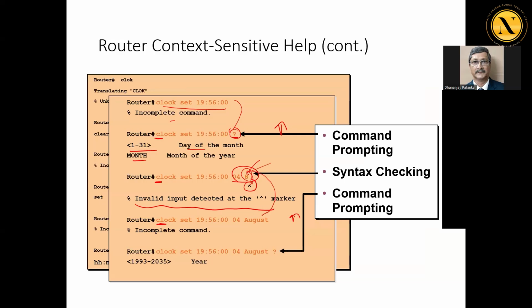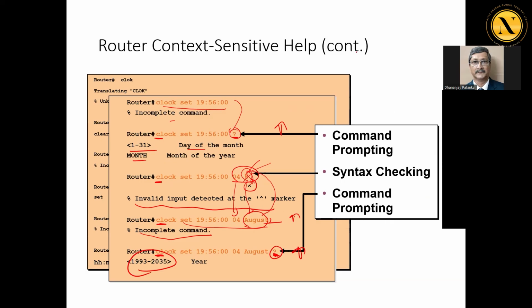I'll go backspace and remove 8. Instead of 8, I'll just type August. Enter. When I press enter here, my cursor comes down below and it says incomplete. So up till this point it is correct, but I need to add something more. So I'll again press the up arrow and my cursor blinks here. I just press a question mark and now it's asking me to put the year also.